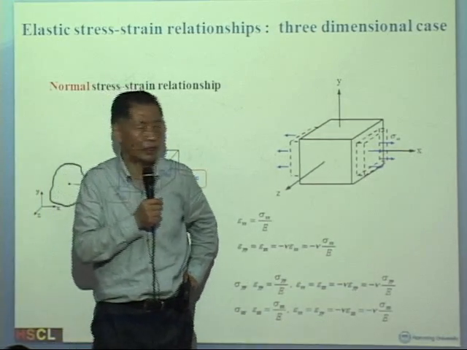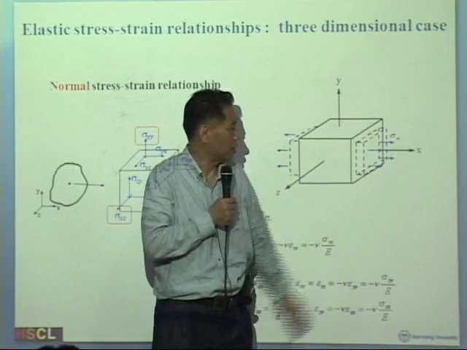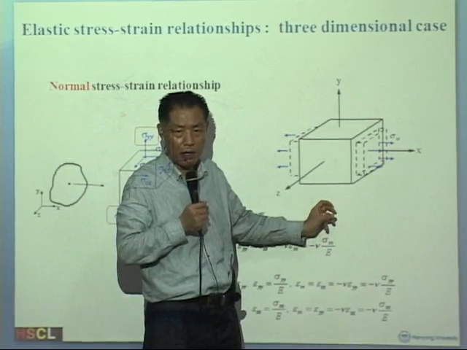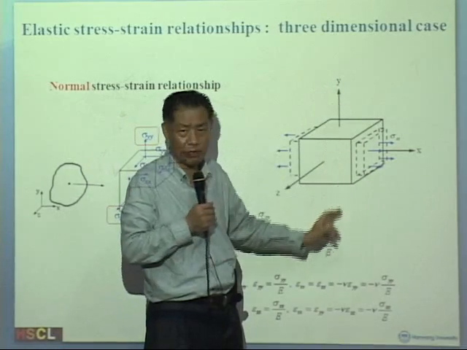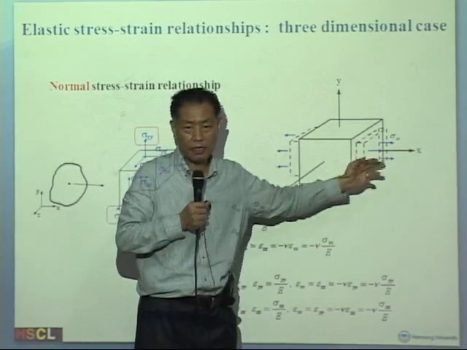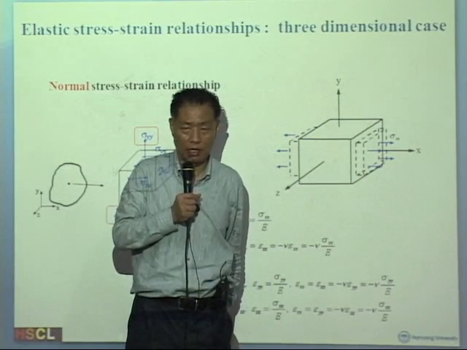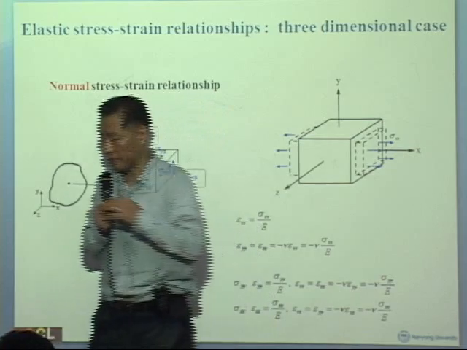So again, sigma xx causes these three components, and same for sigma yy. For sigma yy, we will have the normal strain epsilon yy, and in the x and z directions we will have a contraction by Poisson's ratio. Okay.